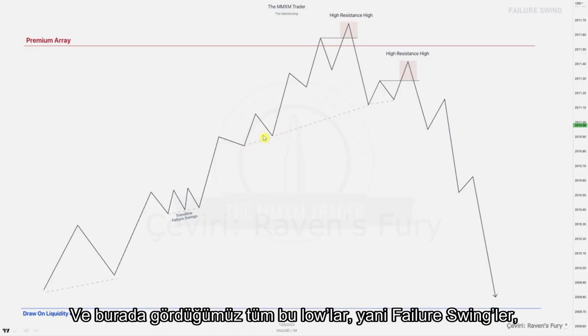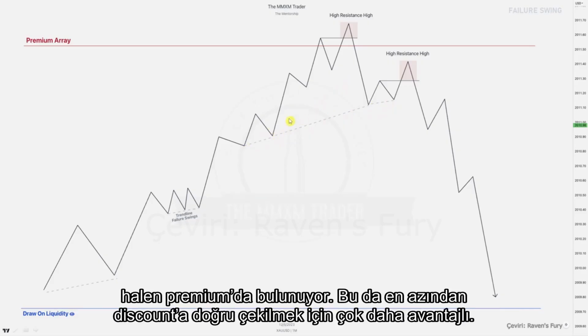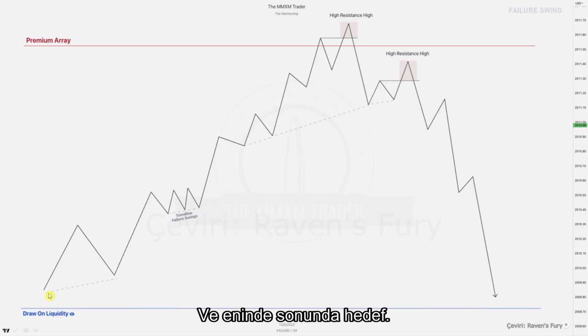Now we can see all these lows, these failure swings, right, and they are all still in premium, which makes it even better if we want to draw at least into discount and eventually target down lower.